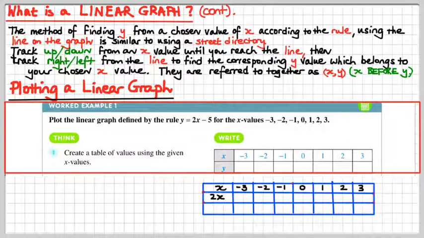So 2 times minus 3 would be minus 6, then minus 4, then minus 2, then 0, because 2 times 0 is still 0, then we would get 2, 4, 6, yes? Now let's take 5 off, right? We're going to do 2x minus 5 now, which, guys, is our y value. So, righto, now you tell me, what is minus 6 minus 5? Do you remember how to do that? Well, it's minus 11. Did you get that?